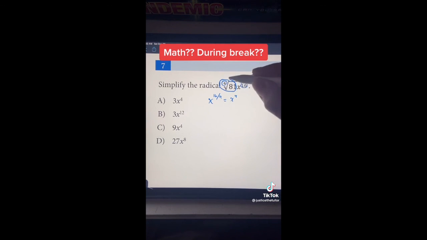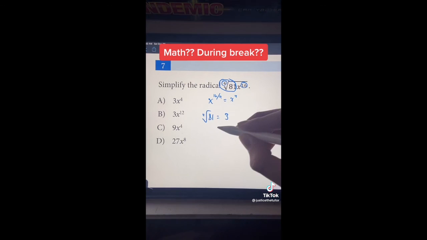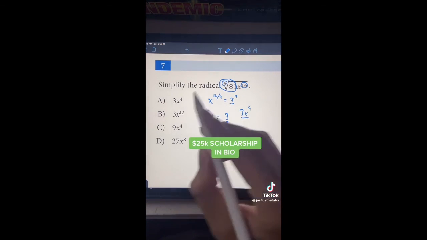So now we just have to simplify this guy. So the 4th root of 81 is equal to 3 because 3 to the power of 4 is equal to 81. So if we take our two answers, we get 3x to the 4, which is A.